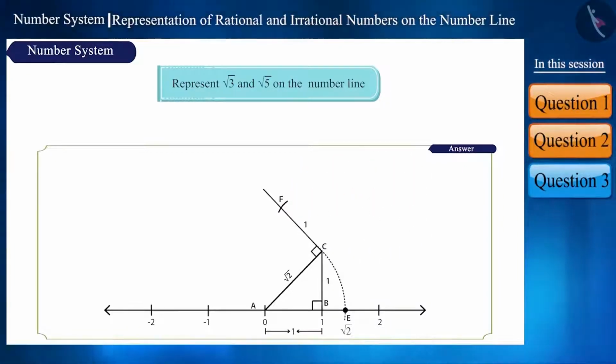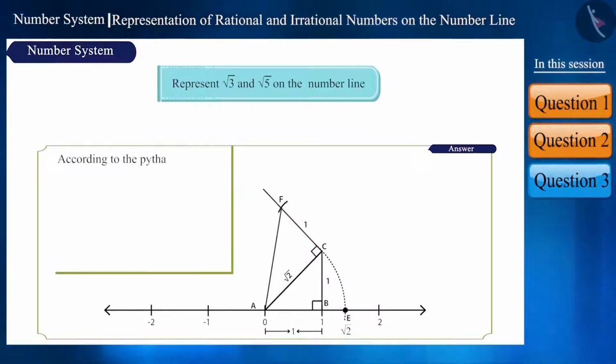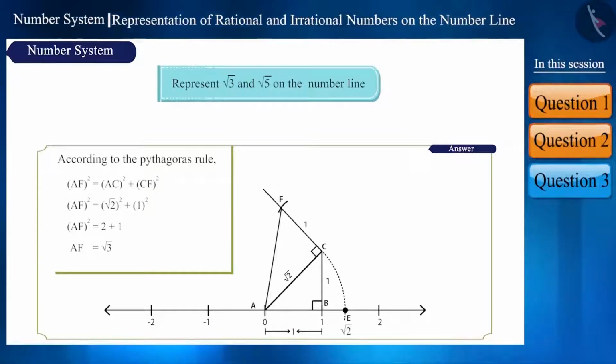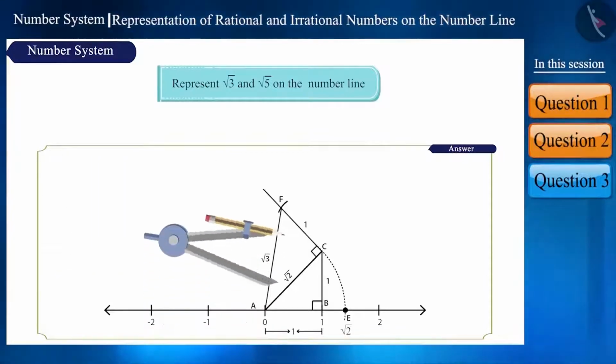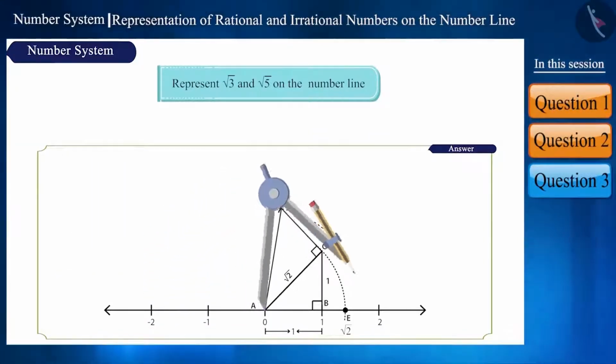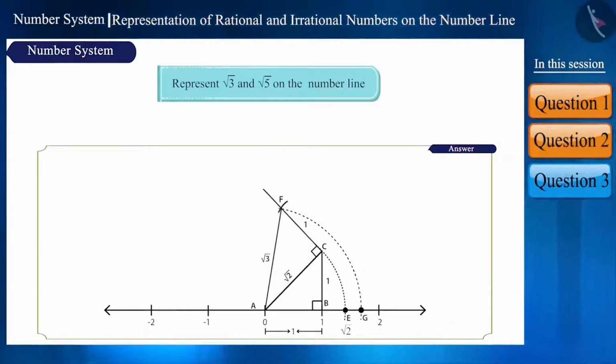which cuts it at point F. Now draw a line joining center point A and point F. Friends, if you look carefully, here we are getting a right-angled triangle ACF. Your length of AC is root 2 and that of CF is 1. Using Pythagoras theorem, we can find the length of AF, which will be root 3. Now measure the length AF using a compass and taking center as point A. Draw an arc on the number line which cuts it at point G, and this point G represents root 3.